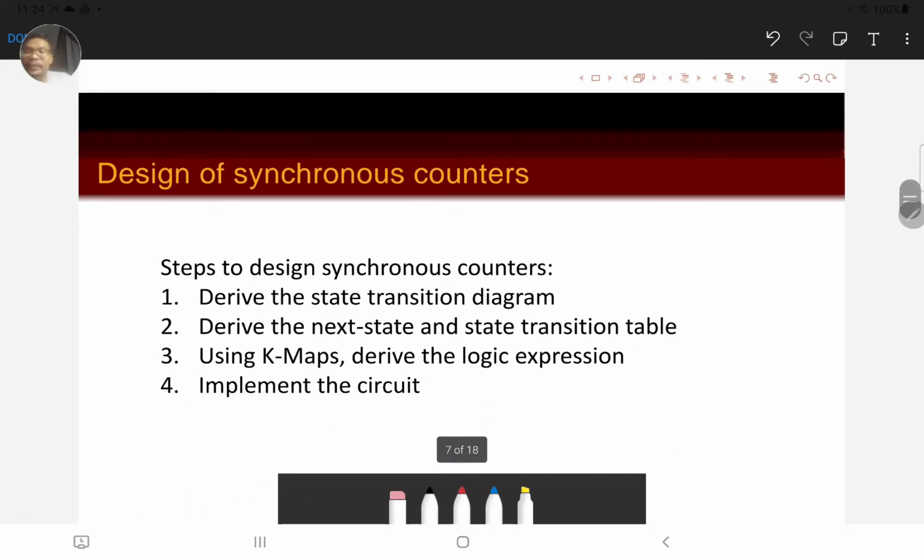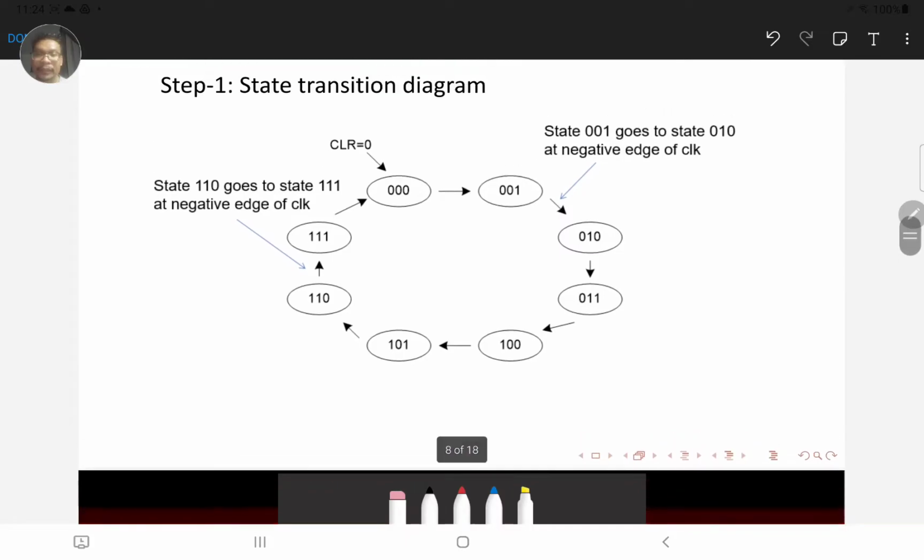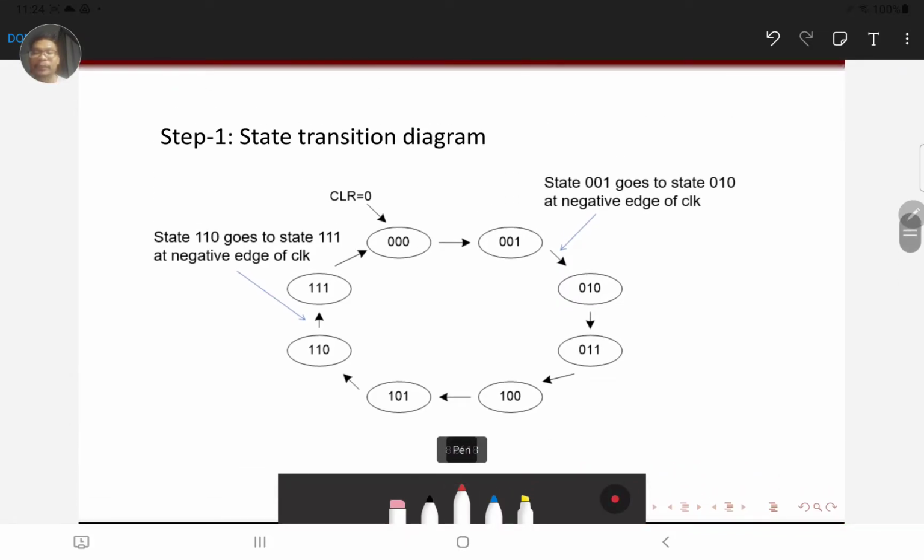So let's look first at the design of a synchronous counter. There are four steps to designing a synchronous counter. Step number one is to derive the state transition diagram. Step number two is to derive the next state and the state transition table. Number three, using the K-maps, derive the logic expression, and finally implement the circuit.